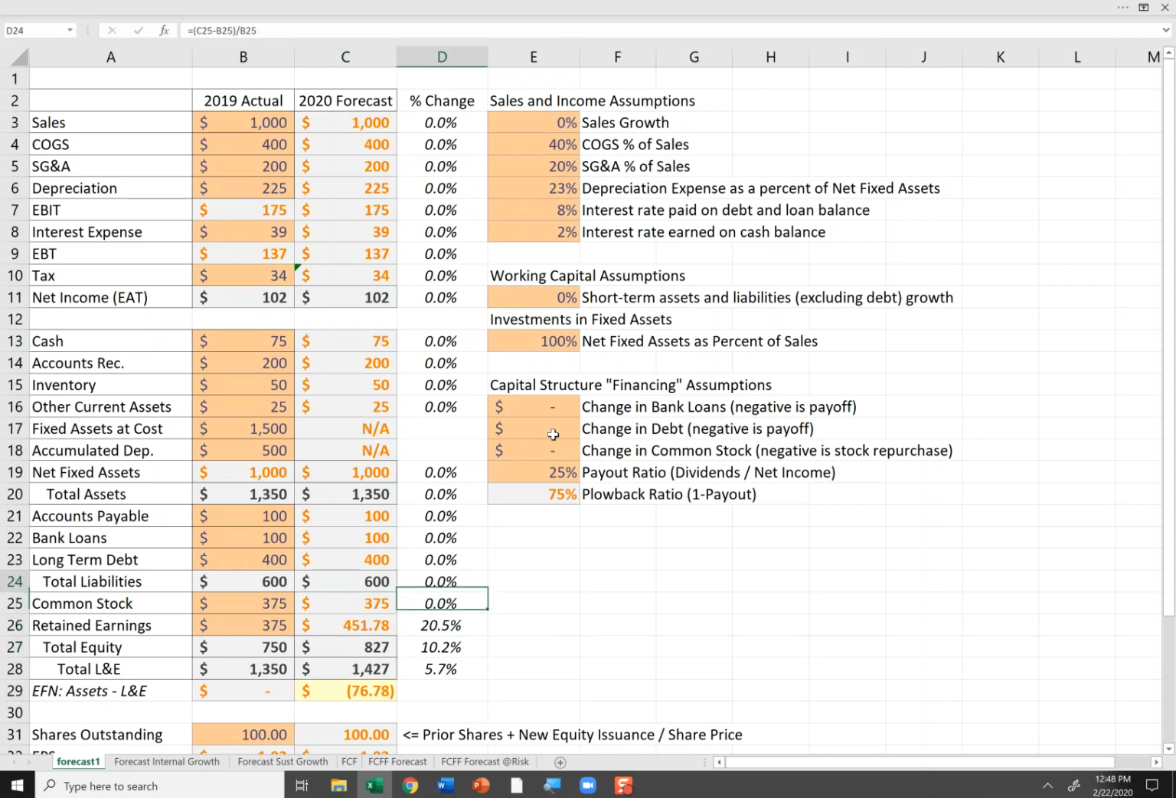Let's think about what that means. Based on this forecast, I need 1350 of assets, but I'm forecasting I have 1427 of financing, liabilities, and equity. Well, how can I close that gap? I can look at maybe paying a bigger dividend, maybe change that to 50. That helps out a little bit, but I'll just leave that to where it was. I could pay down some or buy back some common stock. So I could go ahead and put in there minus 76.78 of common stock. That closes the gap.